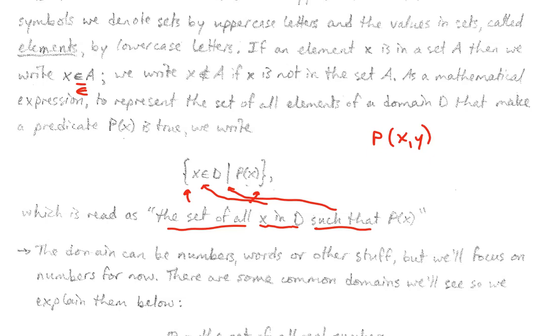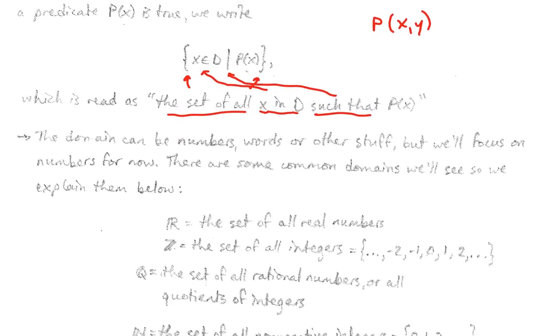As we said, the domain varies. The domain for a predicate could be numbers, it could be words, or it could be other stuff. It could be other shapes, it could be other symbols, but for the most part for this course, we'll be sticking with numbers. We may do some examples where the domain of our predicate is, say, words, but for the most part, we'll be sticking with numbers. So there are some fairly common domains that we're going to use, and they each have their own special symbol, so I just want to show those to you right here.